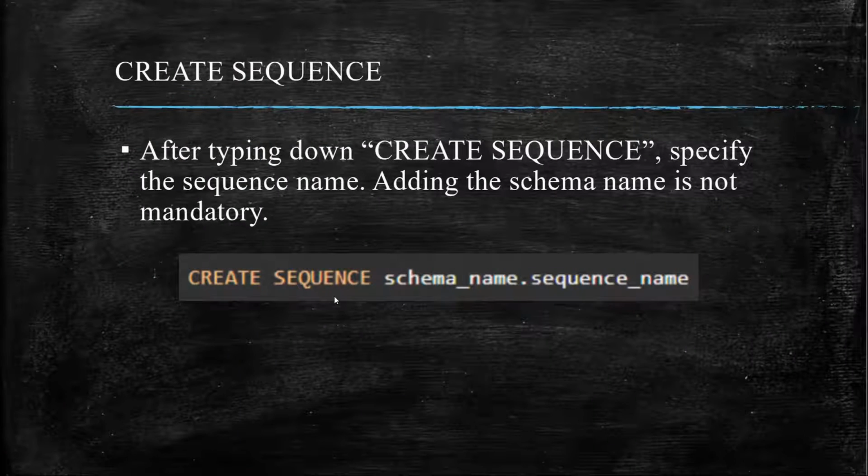The first thing that you gotta do is to specify the sequence name, and in order to do so you gotta type down create sequence and specify the sequence name. If you wanted to, you can specify the schema name as well, but it's not mandatory.